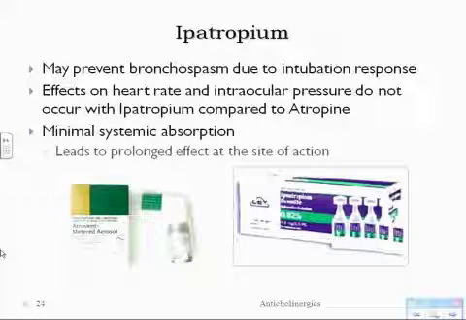Okay, I think it makes a big difference, especially if somebody has a history of high bronchoconstriction and a history of asthmatic component. Then I add the ipratropium for that reason, because we're going to go intubate this patient in a minute. Effects on heart rate and intraocular pressure do not occur with ipratropium compared to atropine, which makes it, I think, a much better agent to use. And it has minimal systemic absorption because of the quaternary ammonium, so it tends to stick to the lung, not really go into the brain and go anywhere else.